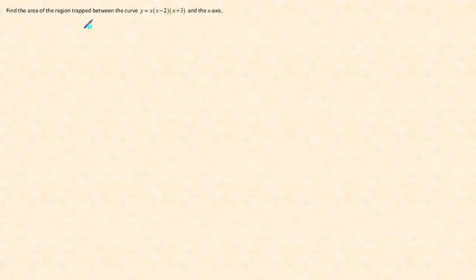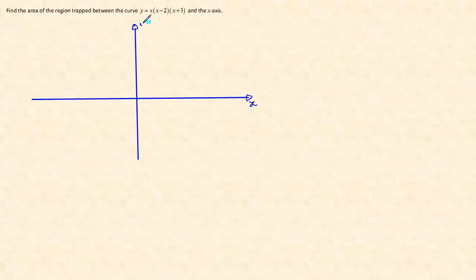Find the area of the region trapped between the curve y equals x(x - 2)(x + 3) and the x-axis. Well, let's sketch what we're trying to find. So if this is the x-axis and this is the y-axis, then -3 is going to cut at the origin as well, and 2.